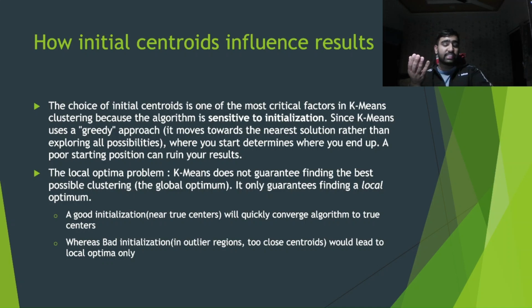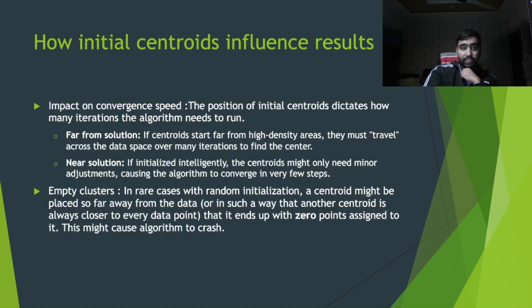by bad initialization I mean that the cluster centroids are initialized in the outlier regions, or two centroids are initialized very close to each other. So two cluster centroids are very close to each other. This is an example of a bad initialization. These cases would lead to a local optima only, and we can't achieve a result which is 100% reliable and gives a proper understanding of our data.